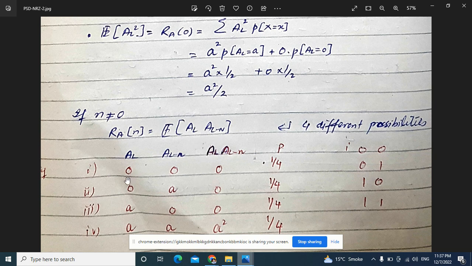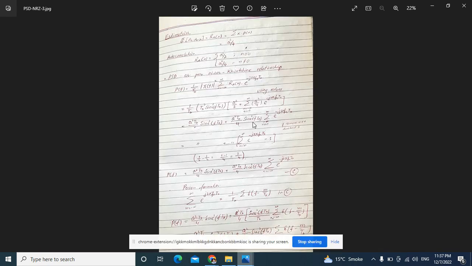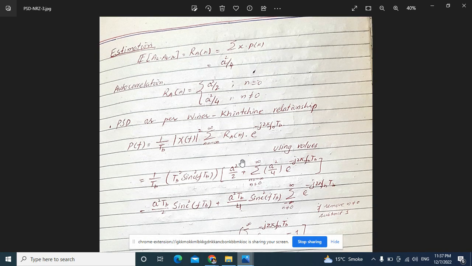For all four possible combinations, if it is 0 0, then AL multiplied by AL minus n is 0. The probability of each is 1 by 4, because we assume equally likely symbols. For the other conditions, 0 and A, if you multiply 0 with A, the answer is 0. A and 0, multiplied, the answer is 0. A and A, multiplied, the answer is A square, and the probability of each is 1 by 4. So now in this case we can calculate the estimation.